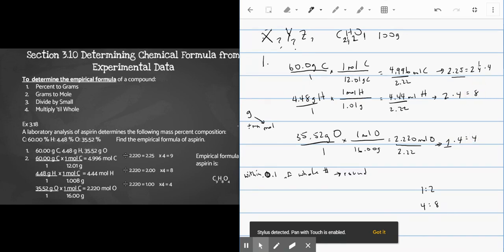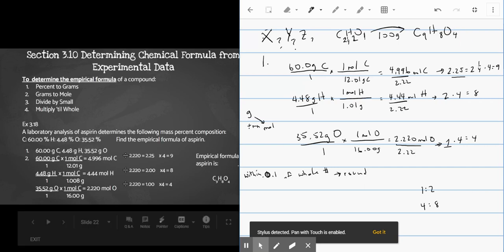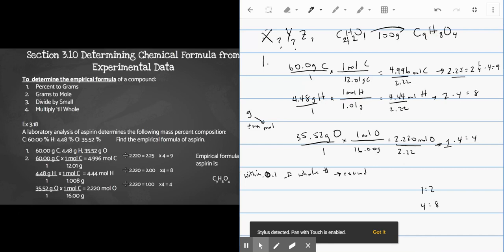So we get 9, 8, and 4, and that's where our final empirical formula is C9H8O4. Okay, and yeah, that's what we got. So that's how we get to the empirical formula from percentages.